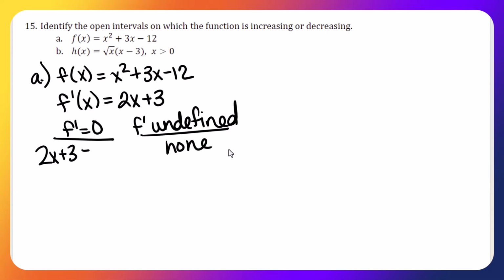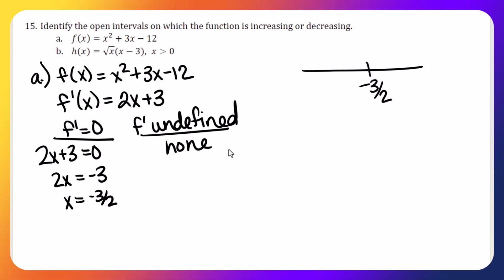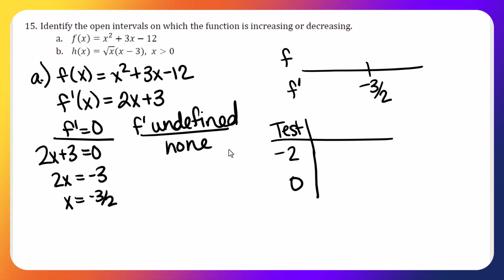But if I set 2x plus 3 equal to 0, and then solve for x, move my 3 over, it becomes negative. Divide by 2, we see that happens at negative 3 over 2. So that's the value that I am going to then throw up on a number line. I'm going to test values in my derivative to see whether or not it is positive or negative on either side of that, and that's going to tell me where my original function is increasing or decreasing. So if I pick some test values here, let's go ahead and just pick negative 2 and 0. Remember, we test these by plugging them into that first derivative.